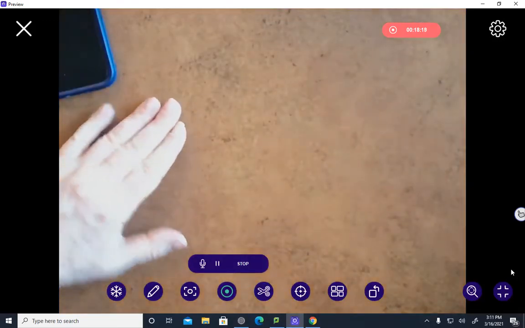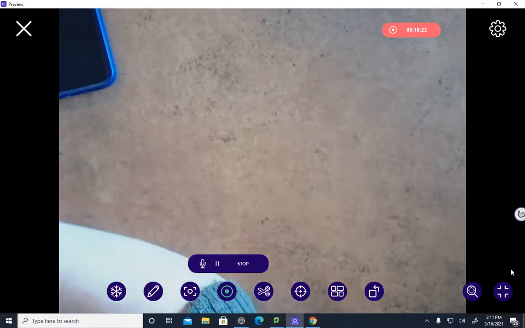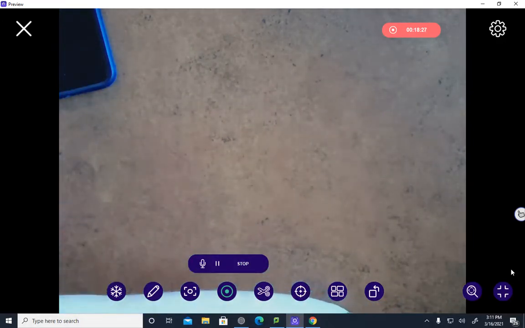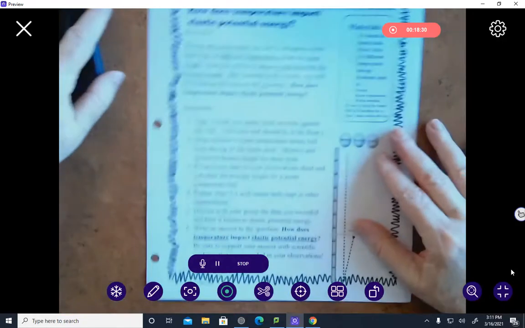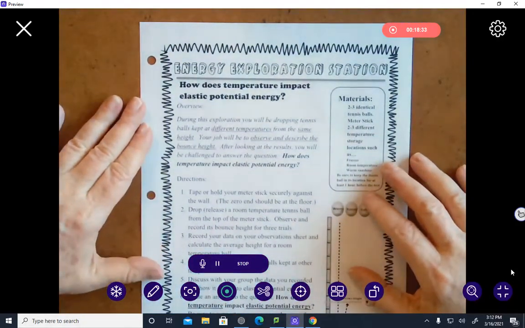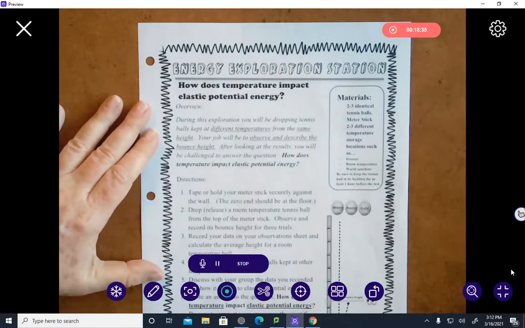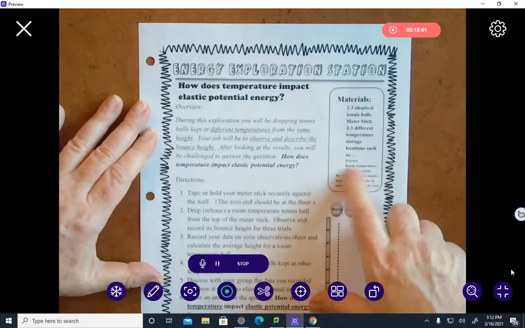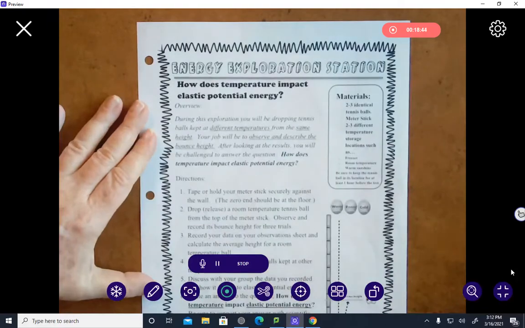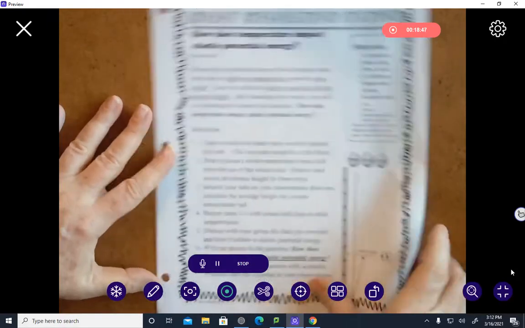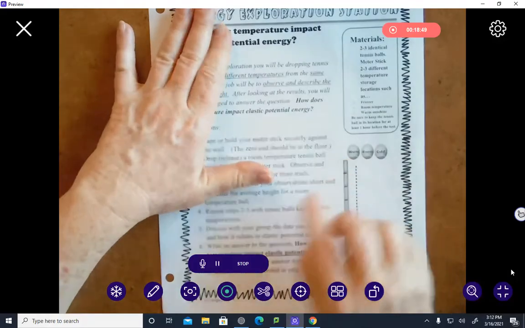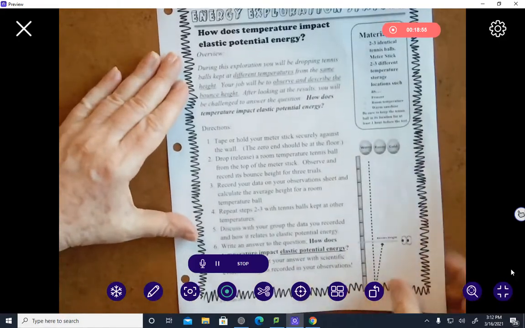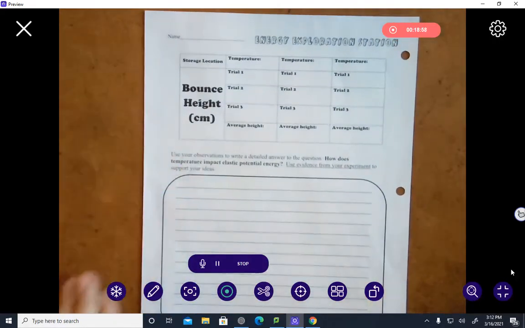And I'm going to do the fourth one because I have it set up right now. And it might not be the next one that you do. There's mass. We'll do that one. We're going to do this one here about how does temperature impact elastic potential energy. So we had identical tennis balls, a meter stick, and different temperature storage locations, which I have. And you're basically going to just bounce the tennis ball. If you had any kind of toy ball at home, a bouncy ball, anything like that, we just wanted to bounce it using different temperatures.